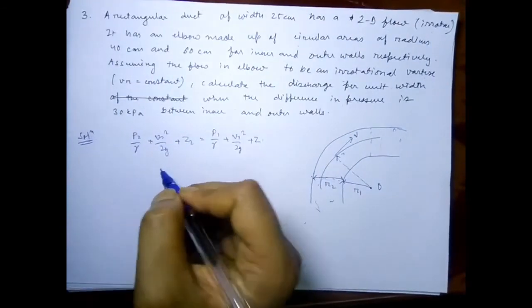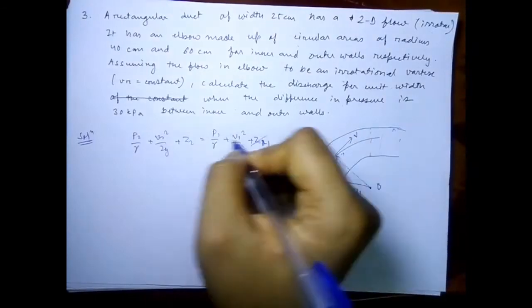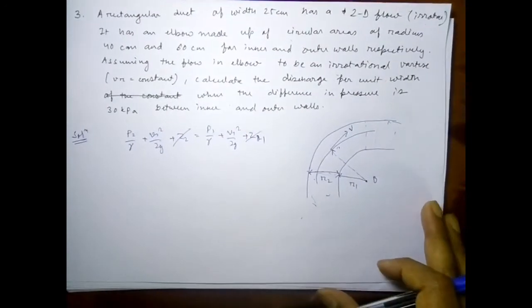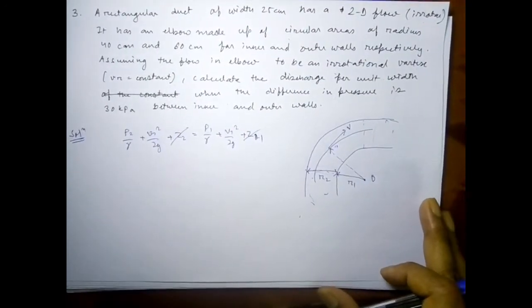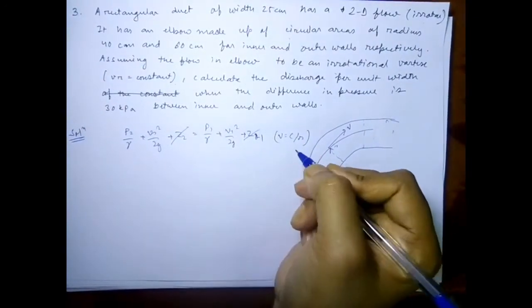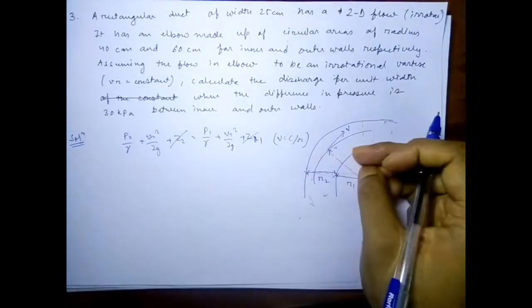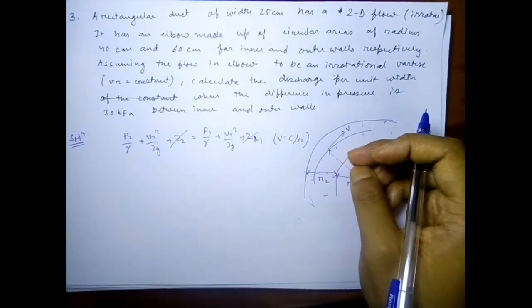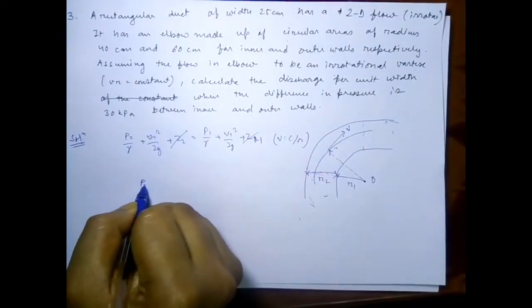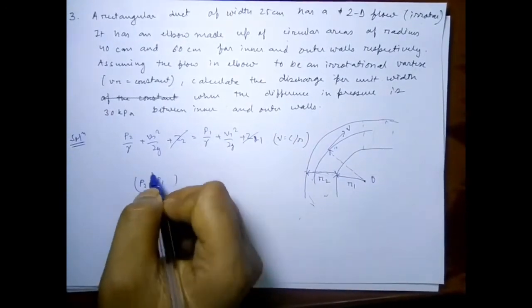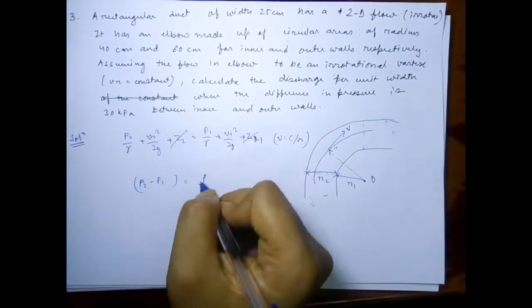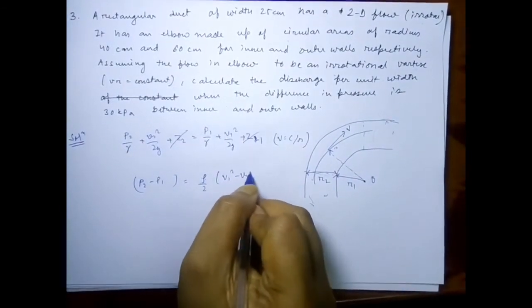So here Z2 is equal to Z1, so I can neglect it, and V is also equal to C upon R, because it is a vortex motion. This bend will create a vortex, and hence it is a vortex motion. So I can say P2 minus P1 will be equal to rho upon 2 times (V1 square minus V2 square).